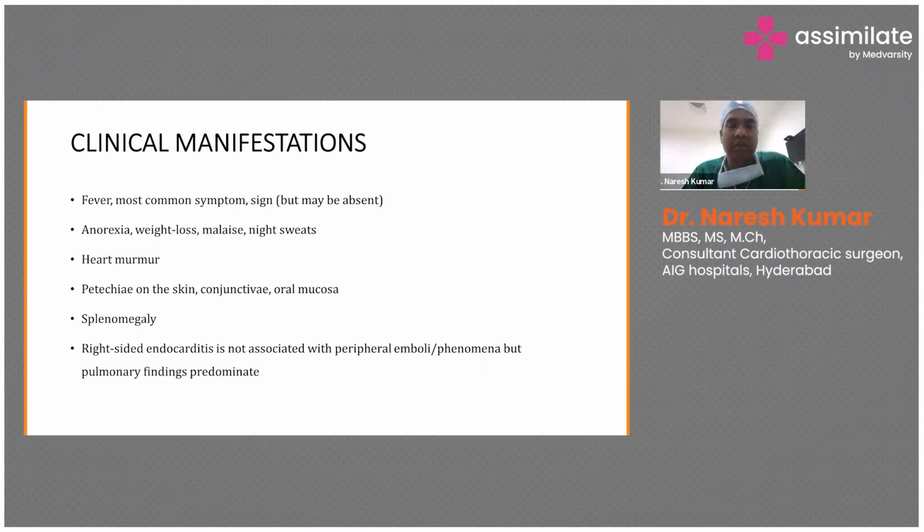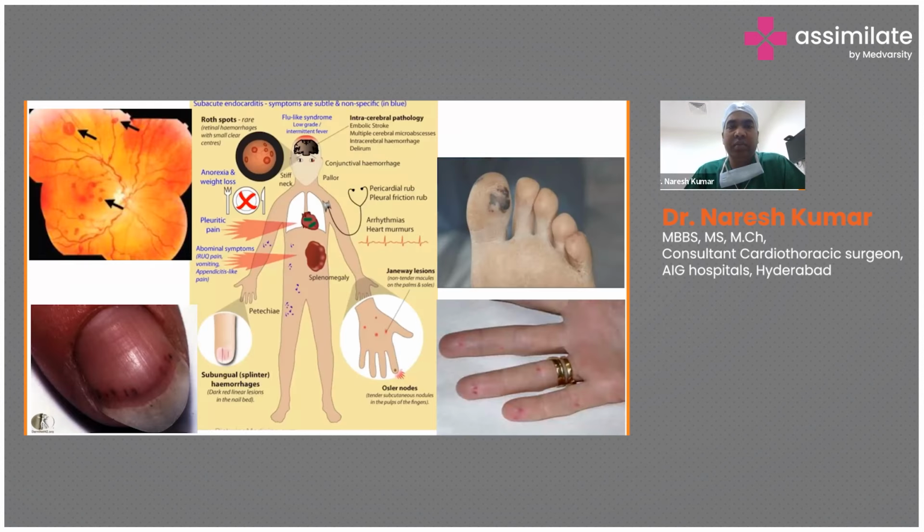Sometimes we see right-sided endocarditis. Usually these patients will not have any peripheral emboli, because even if it embolizes, it goes into the pulmonary artery. So in those patients pulmonary findings usually predominate. In subacute presentation, patients usually present with flu-like symptoms and vague symptoms like anorexia, low-grade fever, and, as I told you, retinal hemorrhages.